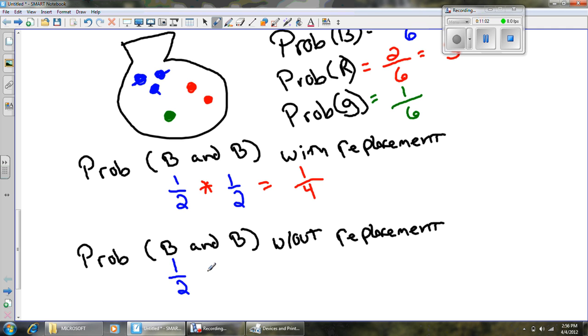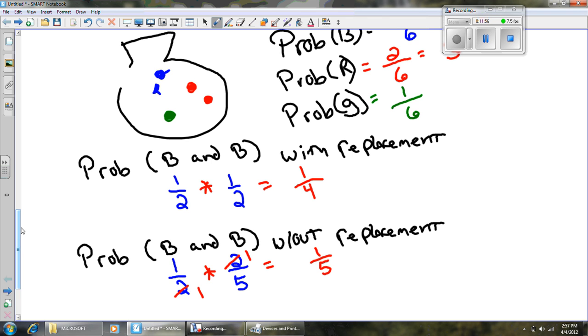But now, when I go to do the second jelly bean, there is one less jelly bean in the bag. One less. So now the way of winning is only 2, and there are only 5 jelly beans in the bag. I'm still going to use the fundamental counting principle to multiply. And if you understand how fractions work, you know that these 2's can cancel out, turning into 1's. 1 times 1 is 1, and then 1 times 5 is 5. So the probability of that happening is only 1 out of 5. It's less likely to happen if you take the first blue away. And that makes sense because there's one less blue in the bag, right? One less blue you can get the second time.